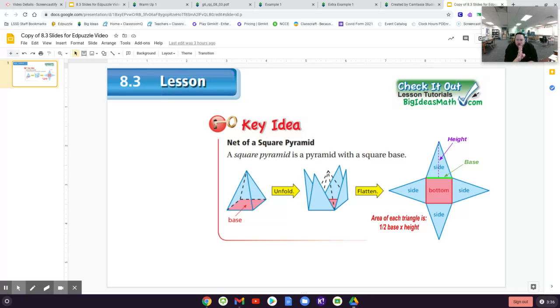Okay, so for 8.3, what you're going to do is take a square pyramid, break it up into the bottom and the 4 identical triangles, find the area for all 5 faces and add them all together. And don't forget, the area of a triangle is 1/2 the base times the height.